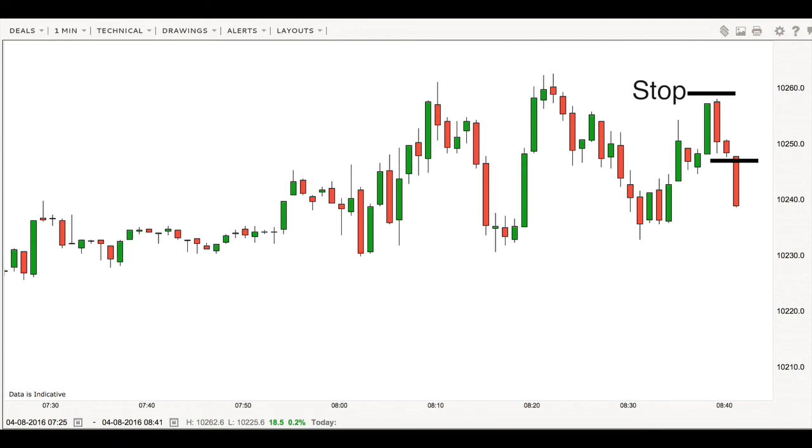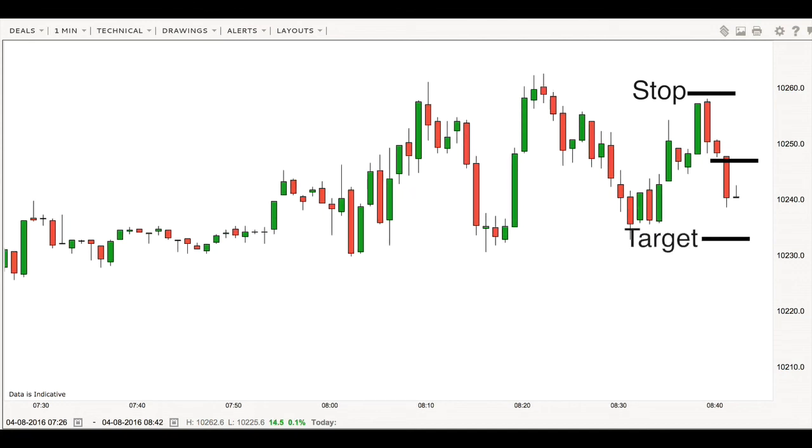You'd be getting in about 10,247, something like that, and the low of this range is 10,235 ish. So 1-to-1 reward to risk with a high probability candlestick pattern to back it up might just be worth it.